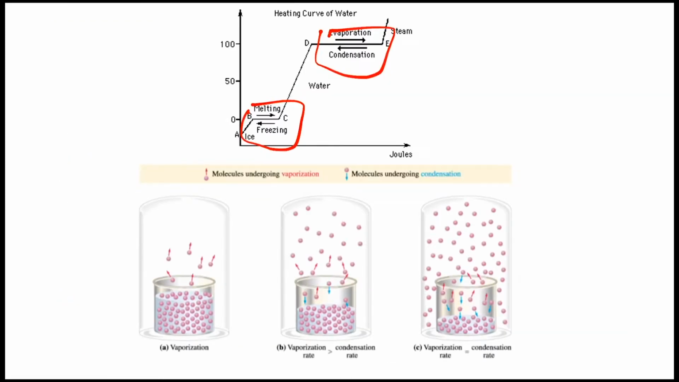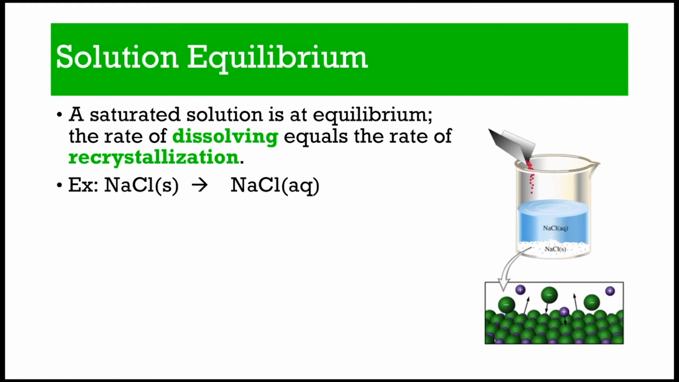Next, the type of equilibrium we're going to talk about is solution equilibrium. A saturated solution is at equilibrium. The rate of dissolving equals the rate of recrystallization. Dissolving is when something breaks up in water, and the opposite of dissolving is recrystallization. So that bounces back and forth, and we can put a double arrow there to show equilibrium. This isn't the most talked about one, but it does pop up.